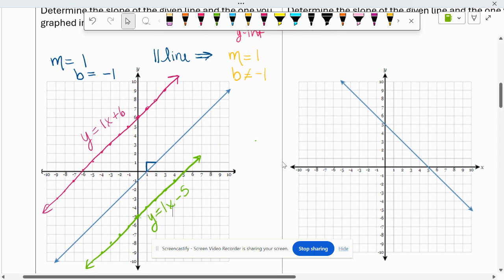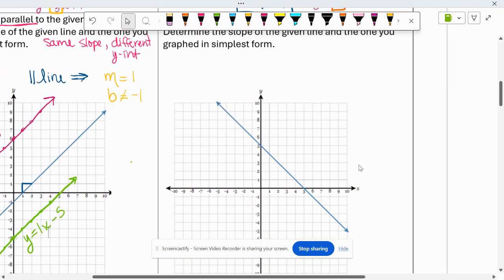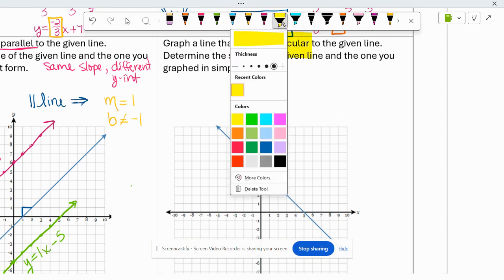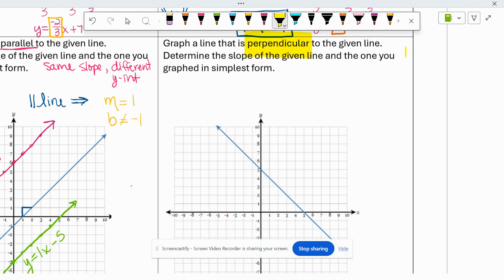All right, I'm going to go on to the next one. So this one says, graph a line that's perpendicular to the given line. Perpendicular to the given line. Okay, well, what does that mean? That means first I need to find the slope of the given line.